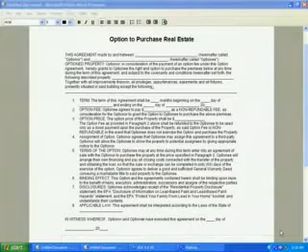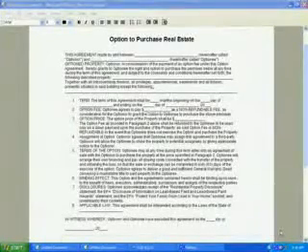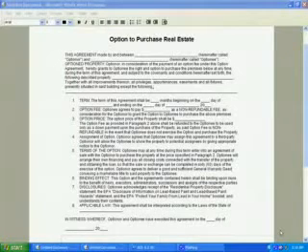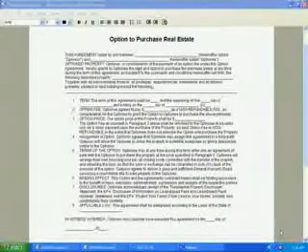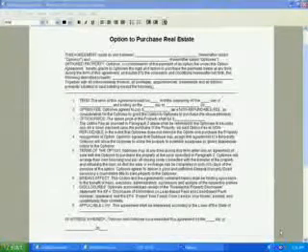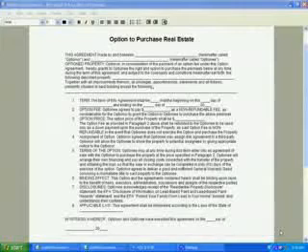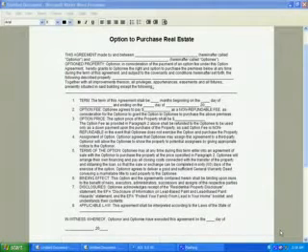Number 6, binding effect. This option and the agreements contained herein shall be binding upon and inure to the benefit of heirs, executors, administrators, successors, and assigns of the respective parties. Number 7, disclosures. Optionee acknowledges the receipt of the residential property disclosure statement, the EPA disclosure of information on lead-based paint and lead-based paint hazards statement, and the EPA Protect Your Family from Lead Paint in Your Home booklet, and understands their contents.